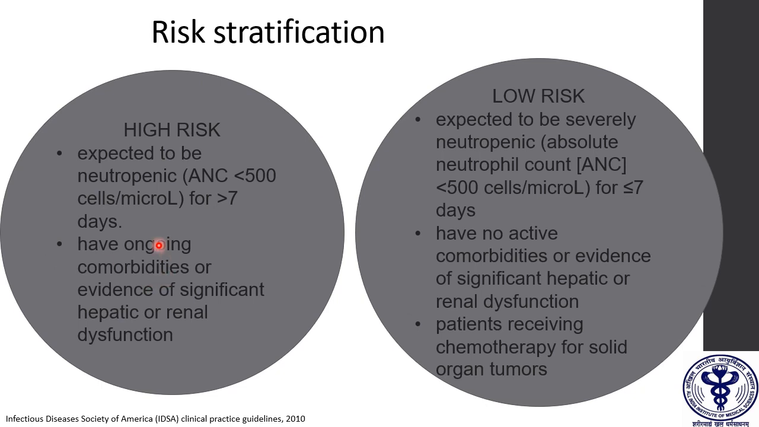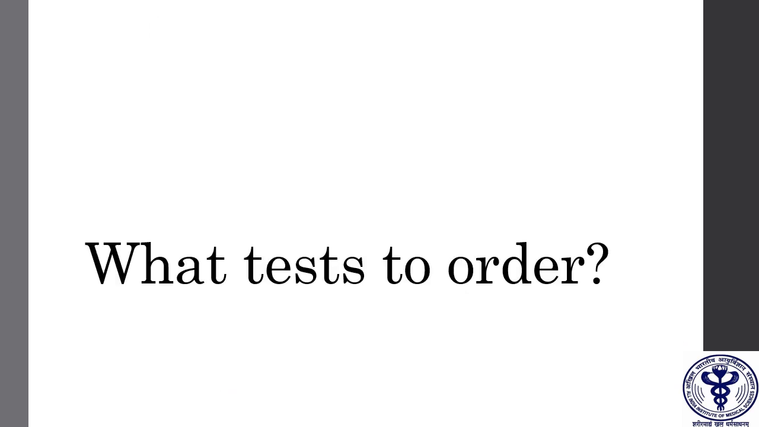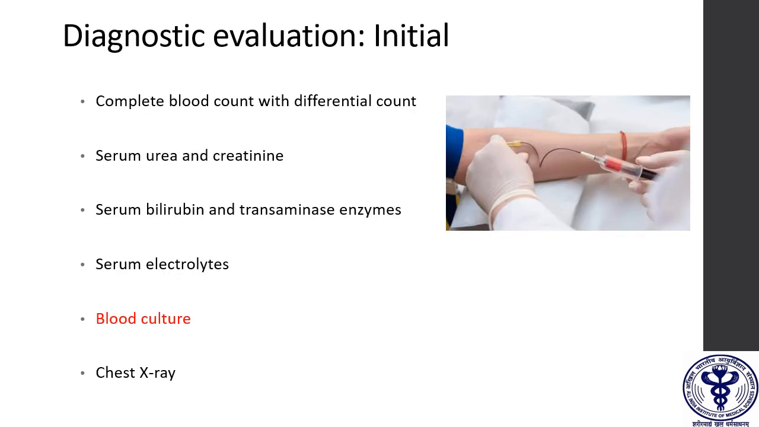And coming to the comorbidities, which we discussed in each case, this is basically the list of comorbidities. It's a mental checklist that we could go through. Now coming to the investigations that are to be ordered, simply we will send the routine investigations that we usually do, CBC, LFT, KFT, electrolytes.